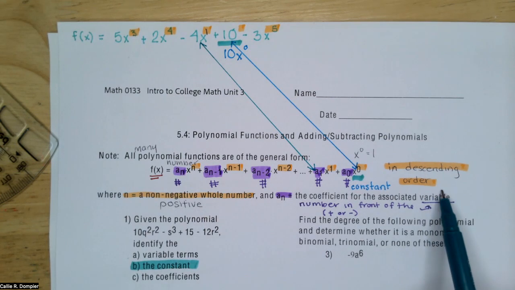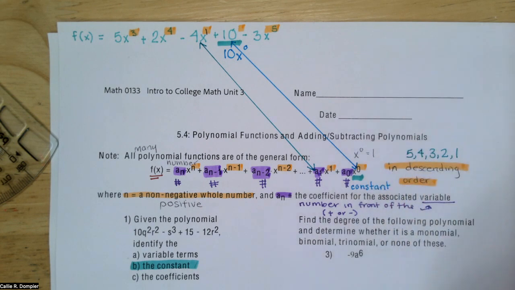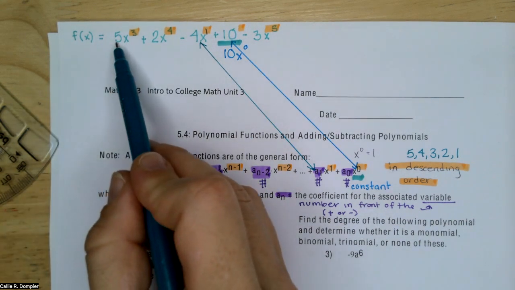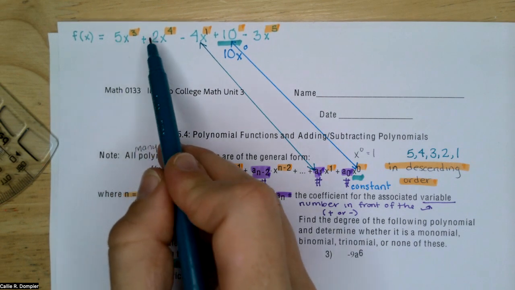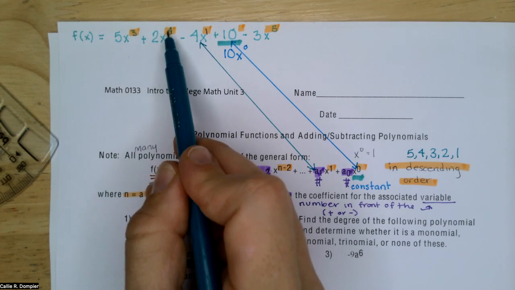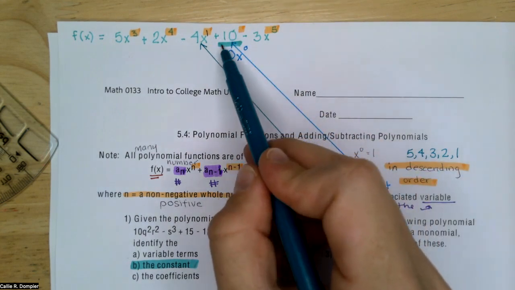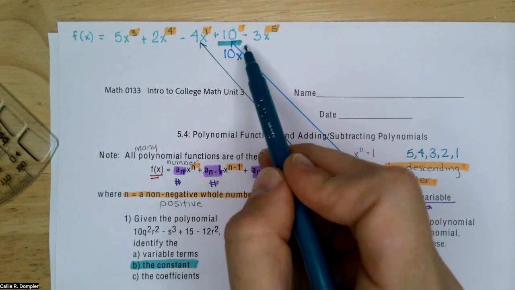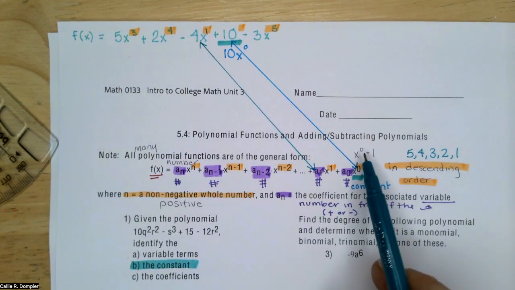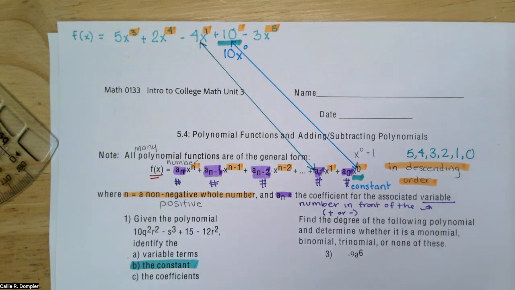So in descending order, we are going down: 5, 4, 3, 2, 1, right? Those are the exponents. I'm not worried about if this is negative or positive, and I'm not worried about if this is smaller than or bigger than this one, okay? I want to know if this one is smaller than or bigger than this one, all the way down until I get to my constant, which is, in this case, 10, because it's the same as 10 times x to the power of 0, and we're putting those x to the power ofs in descending order. So after 1 will be 0.